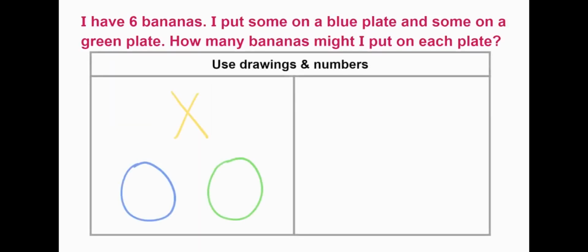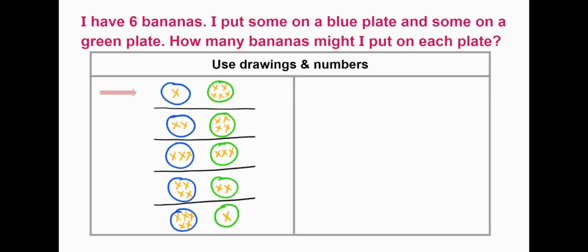A student might use drawings and say, I drew X's for the bananas. I drew blue and green circles for the plates. I started by drawing 1 banana on the blue plate and 5 on the green plate. Then I drew 2 bananas on the blue plate and 4 on the green plate.